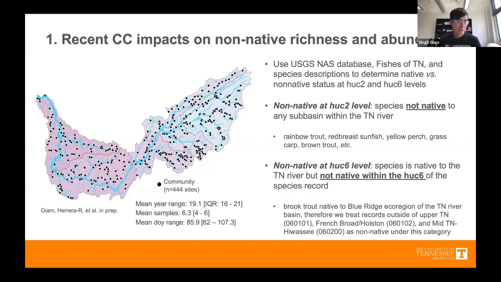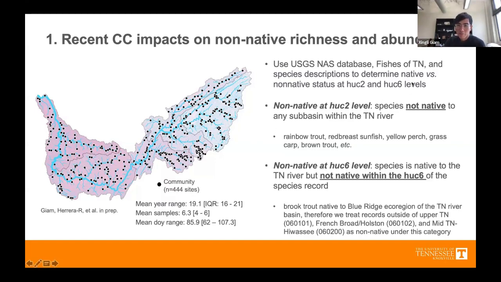So using the USGS NAS database features of Tennessee and the original species descriptions, we determine what fish records are native and what fish records are non-native at HUC2 and HUC6 levels. HUC6 would be all the basins of different colors that you see over here. And I forgot to mention that we did this study only for the Tennessee River Basin because in the Tennessee River Basin, we had a lot more sites that had the adequate repeated sampling, whereas in the Cumberland, we couldn't get that many sites. So we decided to focus this part of the project on the Tennessee River Basin.